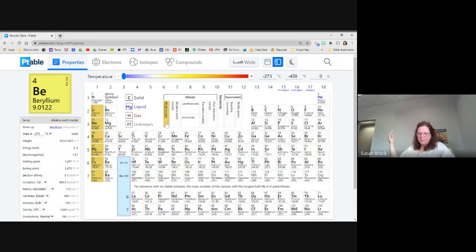Metals have a certain property. They're solid at room temperature. You can hit on them and they're malleable. That's what that malleable means. You can hit on them and they just kind of form a shape instead of breaking. Okay, so all metals have a certain property. And so all of these have a certain property.